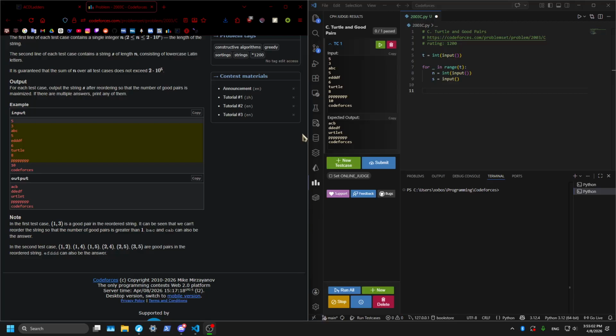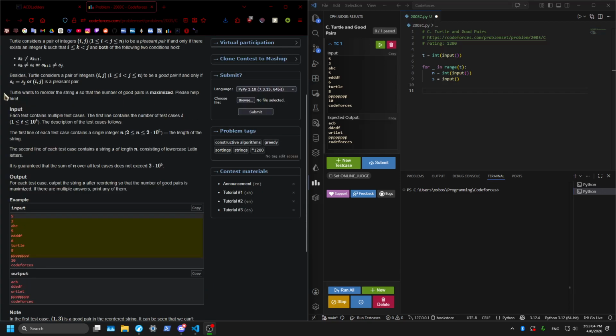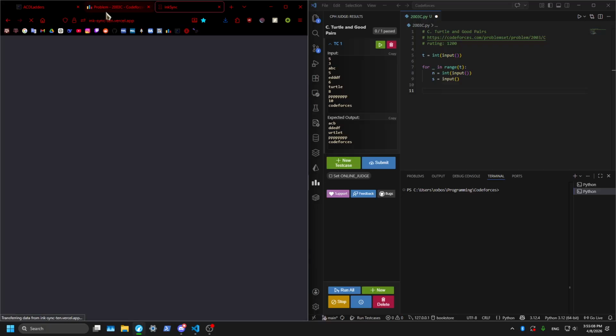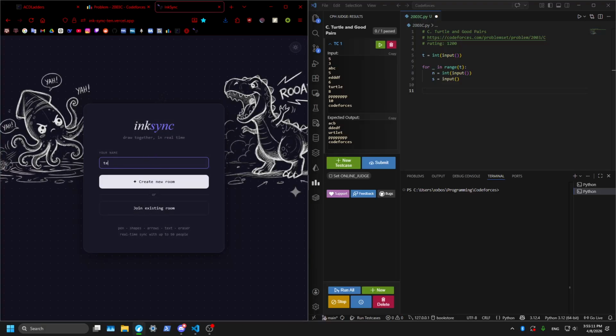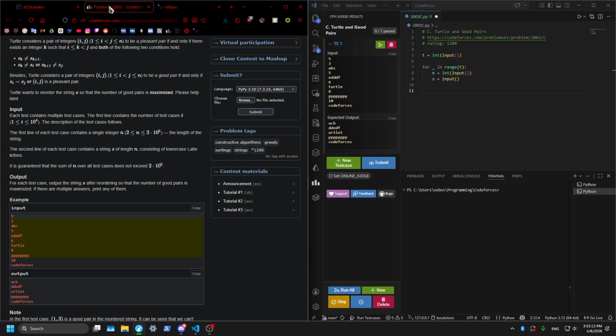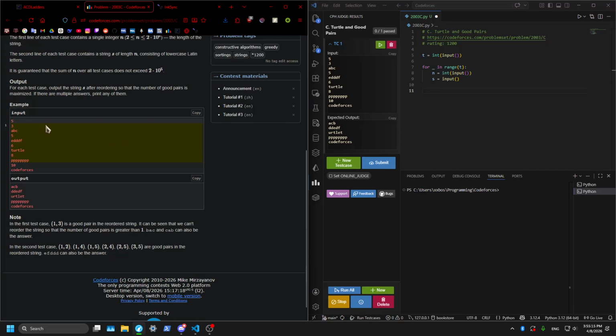How do you think about this question? Okay, so this is the simplest case, right? s_i equals s_j. I think I need a whiteboard for this for sure. In the first test case, (1, 3) is a good pair. It can be seen that we can't reorder the string so that the number of good pairs is greater than 1. BAC and CAB can also be the answer.